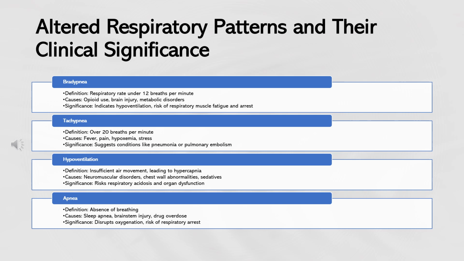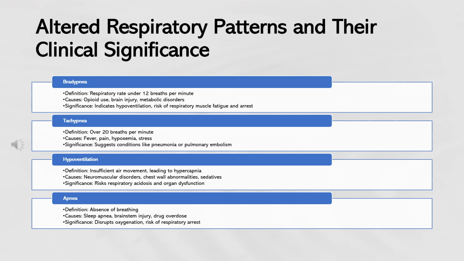We also have what's called hypoventilation. Hypoventilation refers to insufficient air movement into the lungs, leading to hypercapnia. It can result from neuromuscular disorders, chest wall abnormalities, or sedative overdose. It causes an imbalance in blood gas levels, potentially leading to respiratory acidosis and organ dysfunction.